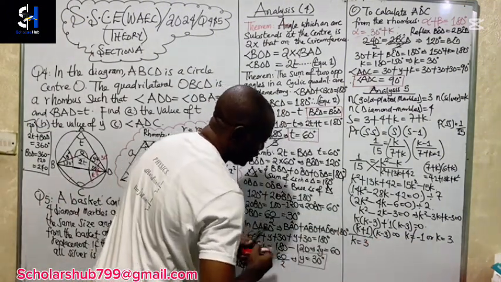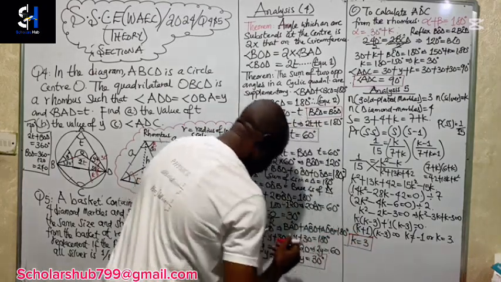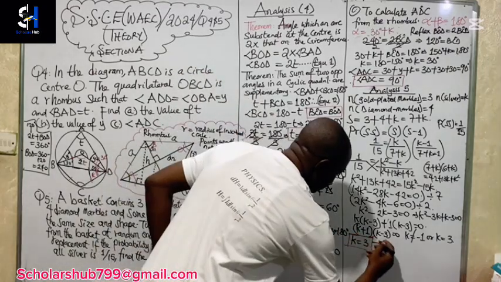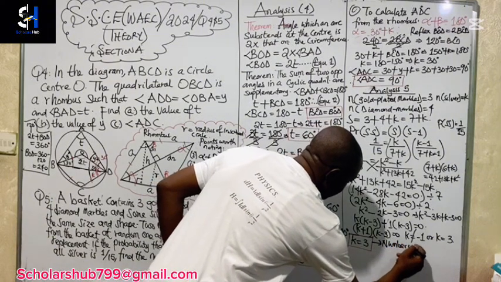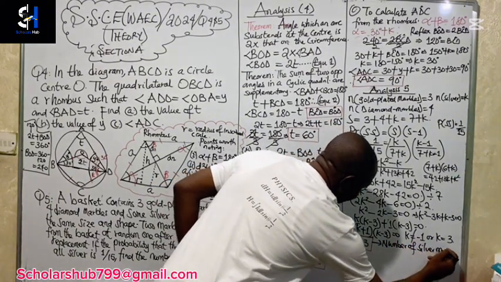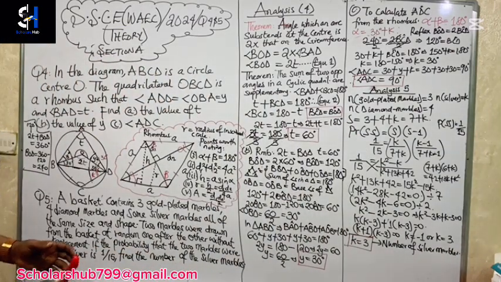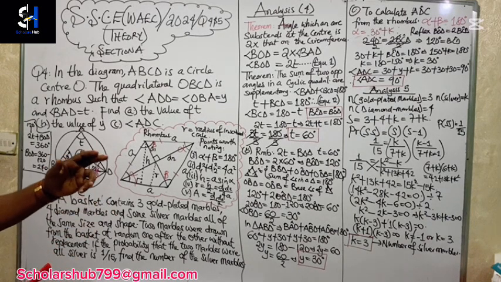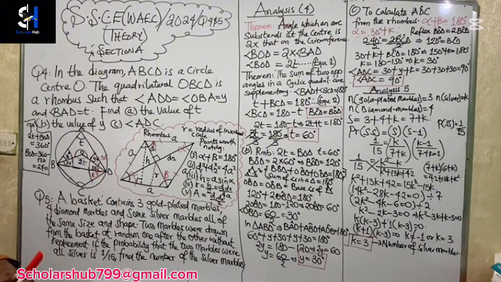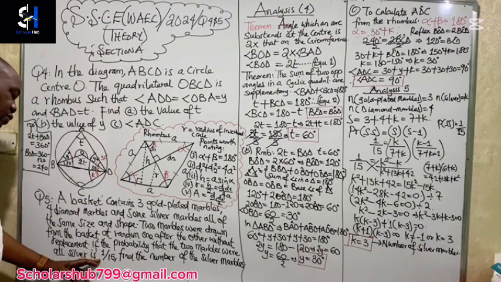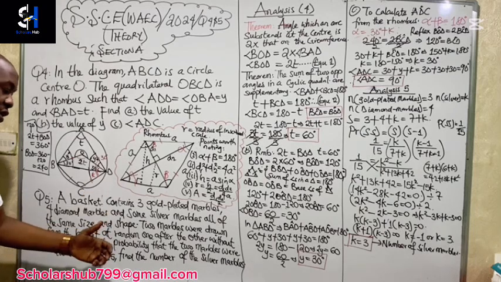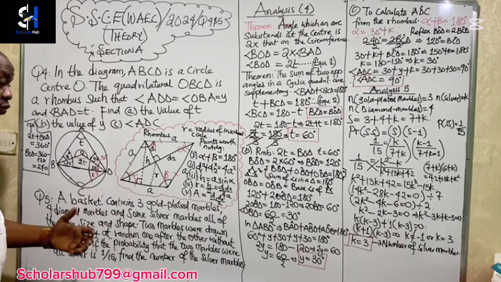k equals to 3, which represents the number of silver marbles. So if we have k to be 3, it means that the sample space, the sum, is going to be 7 plus 3, that will be 10. 7 plus 3 is 10, and it gives us the probability of obtaining a silver first and a silver second, to be 1 over 15.